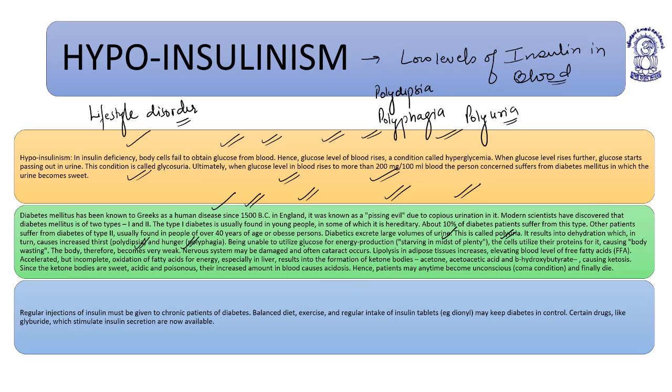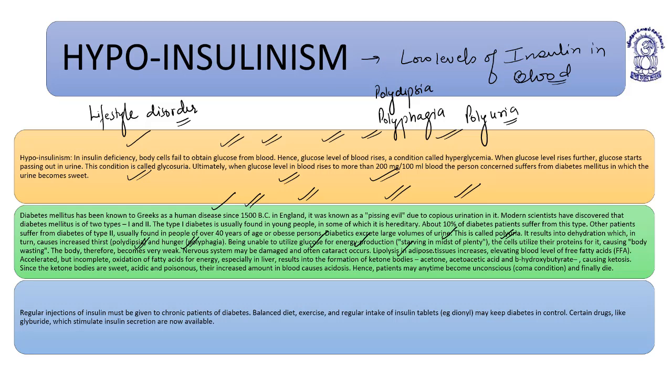Being unable to utilize glucose for energy production, starving in the midst of plenty, the cells utilize their proteins for it, causing body wasting. The body therefore becomes very weak. The nervous system may also get damaged. Often, cataract occurs. Cataract is the most common complication of diabetes mellitus.